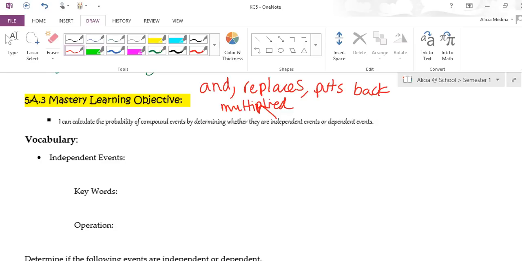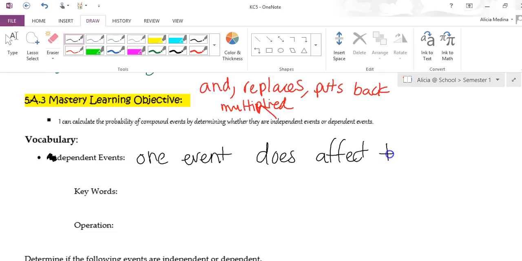So I see already there's a little typo on our notes here. Go ahead and scratch off the IN. Should say dependent. So these are dependent events. So dependent are kind of the opposite. Dependent actually does affect one event. So one event does affect the outcomes of the other. So when you do find the probability of something, it affects what's coming next.